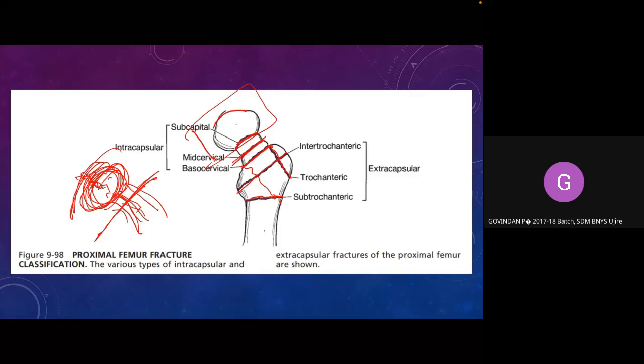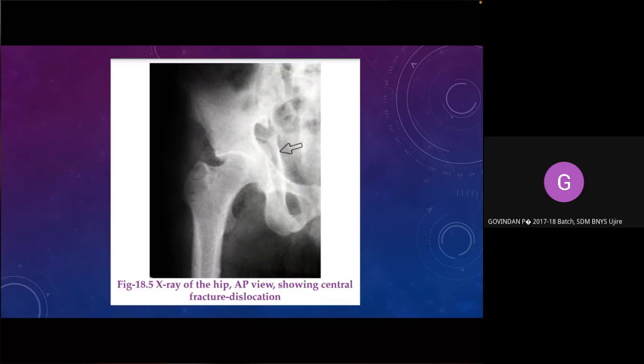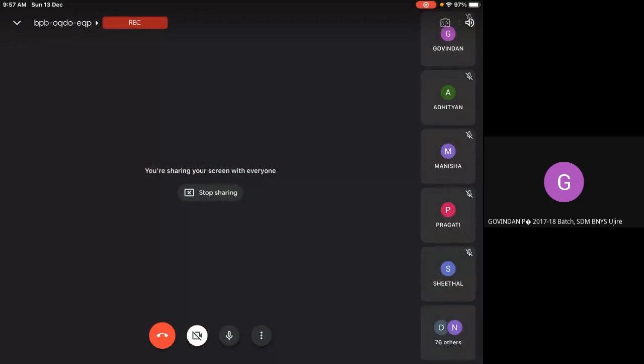Could someone tell me how you differentiate between extracapsular and intracapsular fractures in a femur neck, if you know? Or you can type what the main differences are. Could somebody tell me fast? Okay. Yeah.